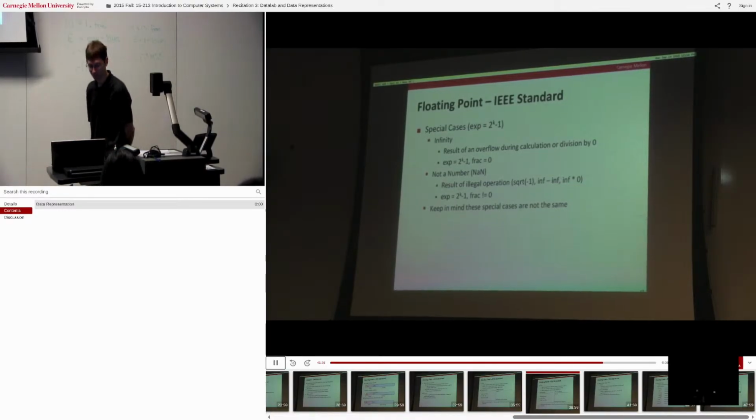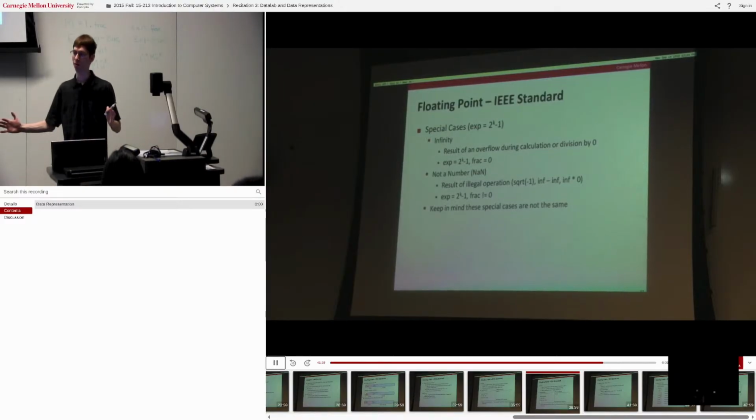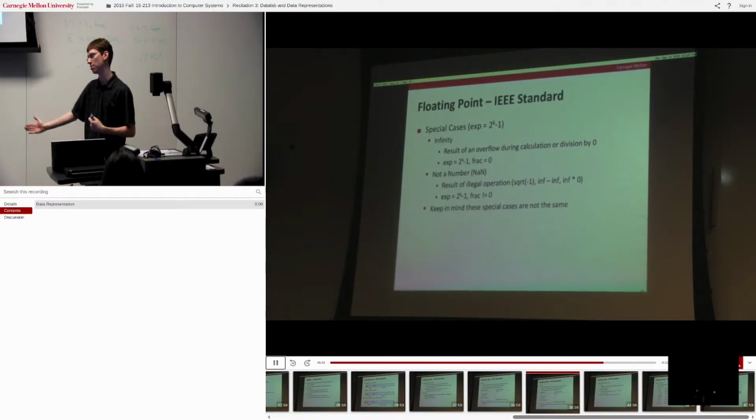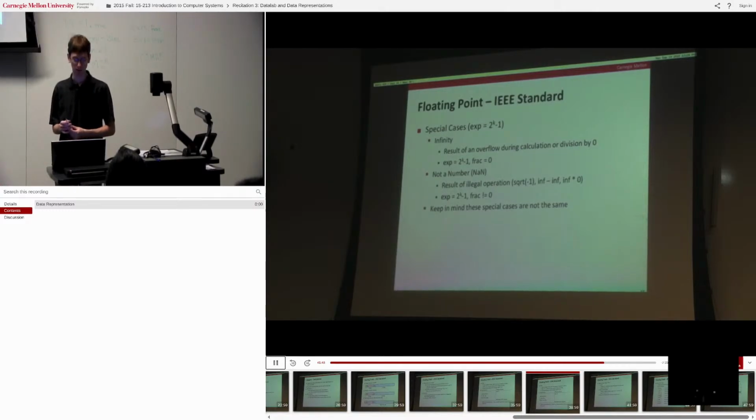There is a negative 0. So 0 would be when all of the bits are 0. Negative 0 would be when the sign bit is 1 and the rest is 0. Negative infinity would be the same as infinity, but with a sign bit of 1. So all of the exponent bits are 1 and a sign bit of 1.